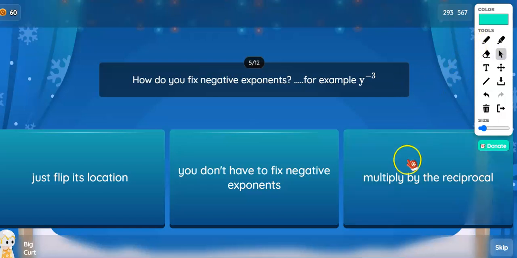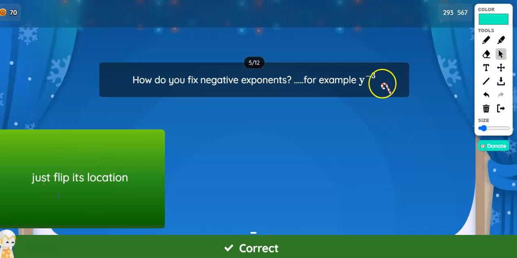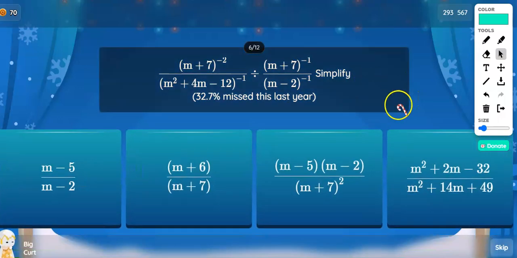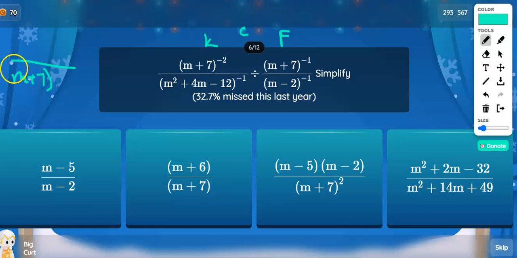How do you fix negative exponents? Remember, you just simply flip its location along with its base, so it'd be 1 over y to the third. Why did you have that question? Because basically, you're going to factor, cancel out pieces, but it's a divide, so you know you're going to keep, change, flip. You got to fix your negative exponents. You got to flip those. So I'll have a m plus 7 to the second power in the denominator. I'm going to write it 2 times because it's second power.